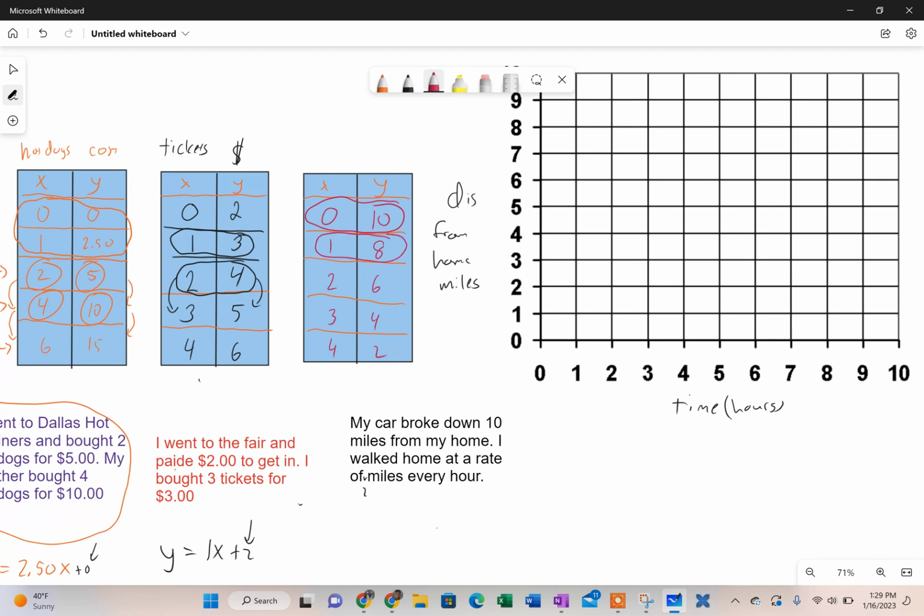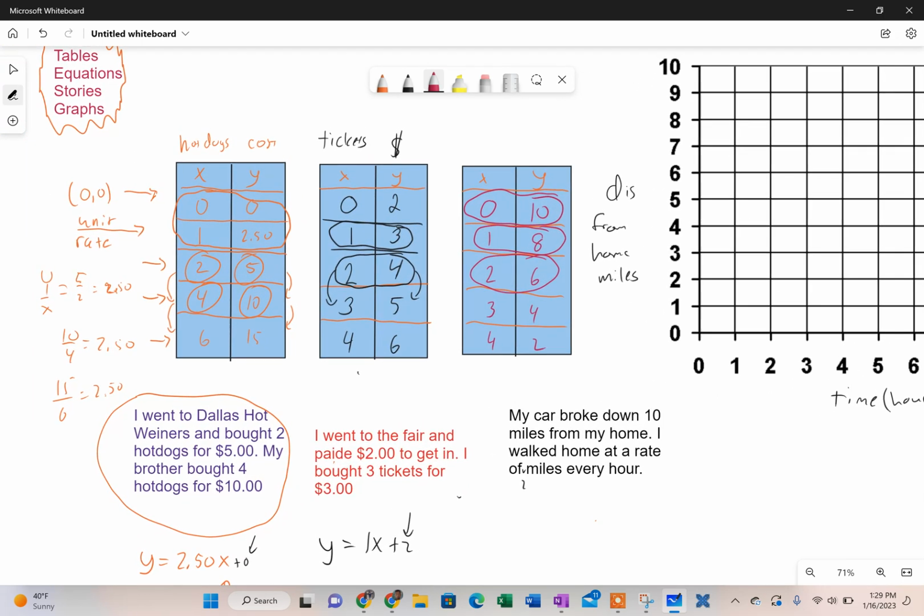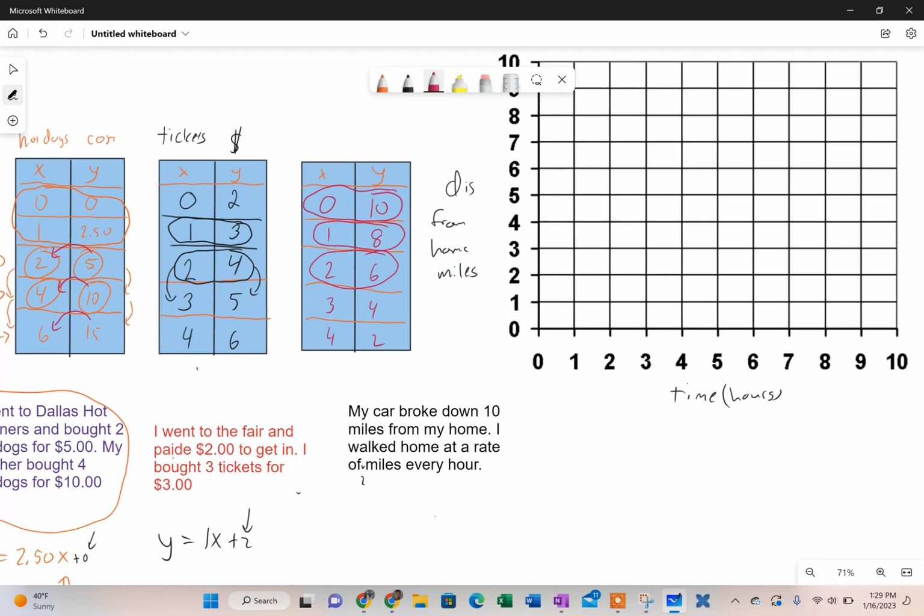8 divided by 1 is 8. 6 divided by 2 is 3. So we are not getting a constant proportionality. We are getting different values. Remember, over here, 5 divided by 2 was the same as 10 divided by 4, which is the same as 15 divided by 6. That's not happening here.